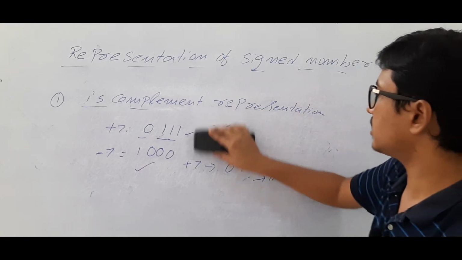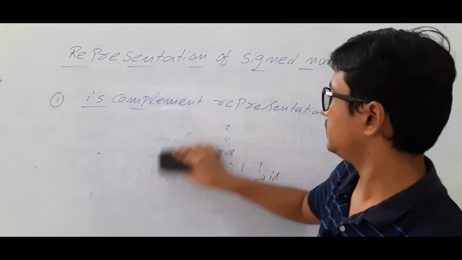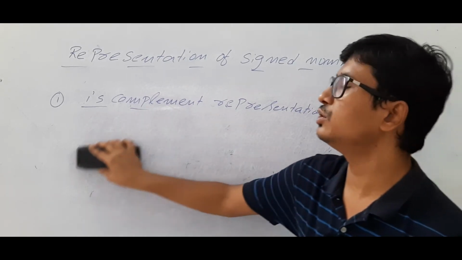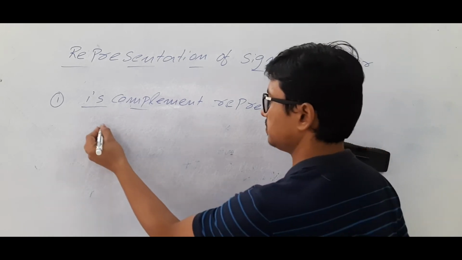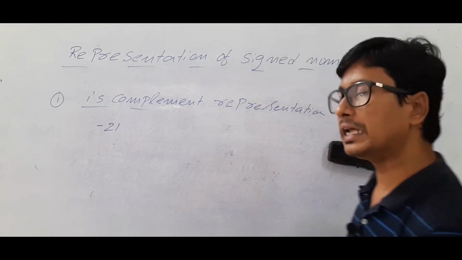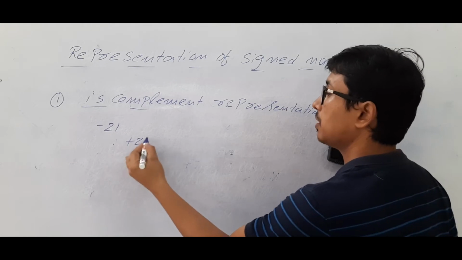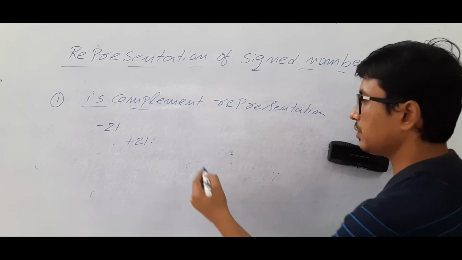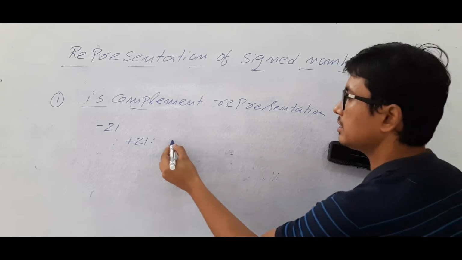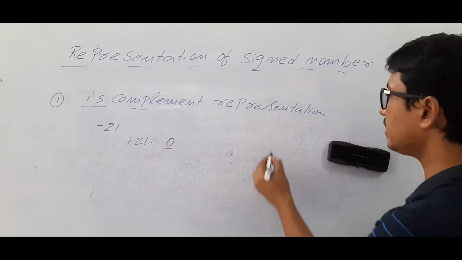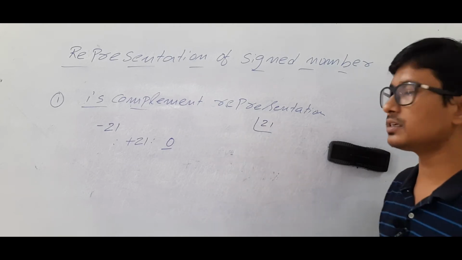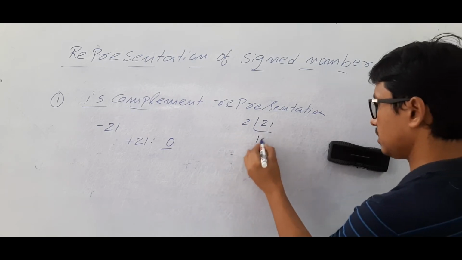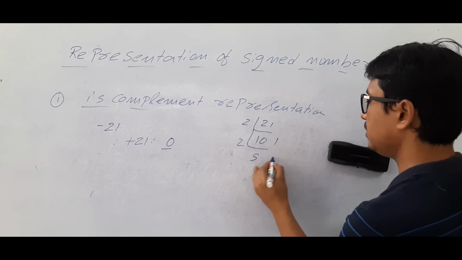Let me discuss another example. Okay, I want to represent minus 21 using the ones complement representation. First you represent the plus 21. How to represent the plus 21? As it is a positive number, the sign bit will be 0. And then for the remaining bits, you will represent the 21 in the binary form. So 21 divided by 2 is 10, remainder 1, then 5, remainder 0.